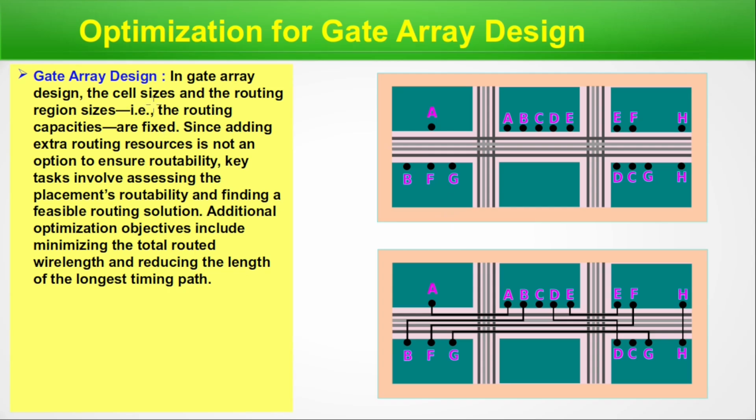So here cell size and routing region sizes are fixed. We cannot increase them. It comes in a package. Adding extra routing resources is not possible. So the key task involves assessing the placement's routability and finding a feasible routing solution. What is available within that, we have to solve the routing issue. So additional optimization objectives include minimizing the total routed wire length and reducing the length of the longest timing path. So this is the optimization for gate array design.